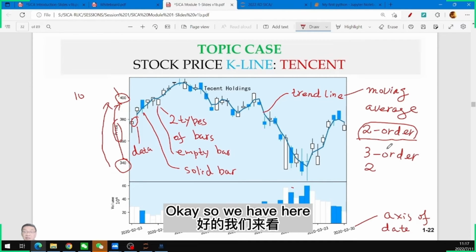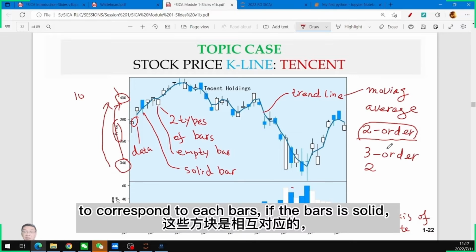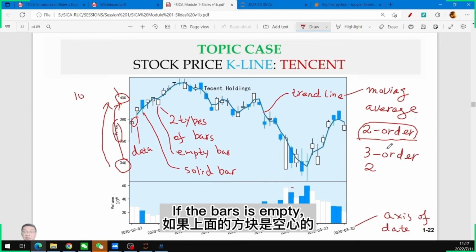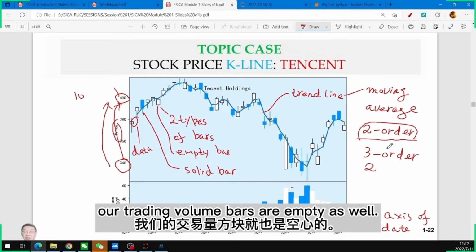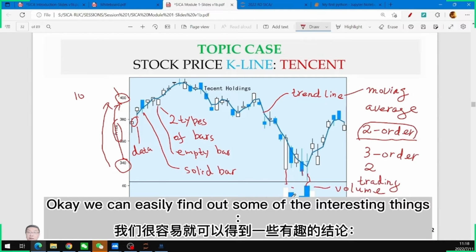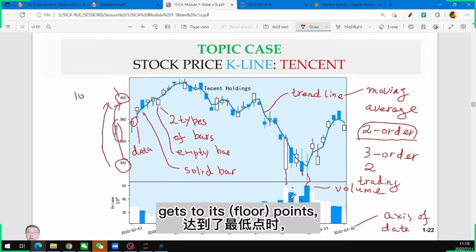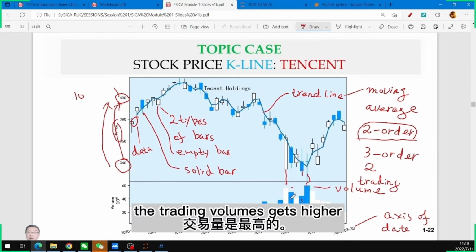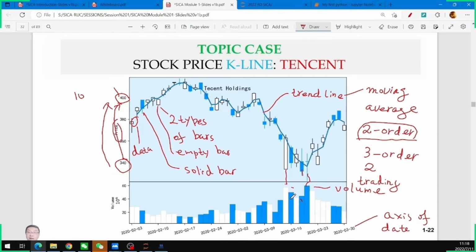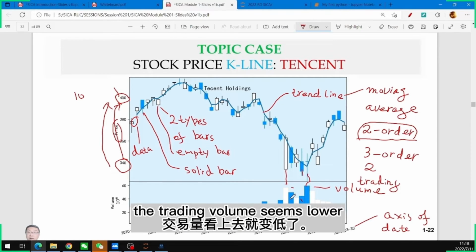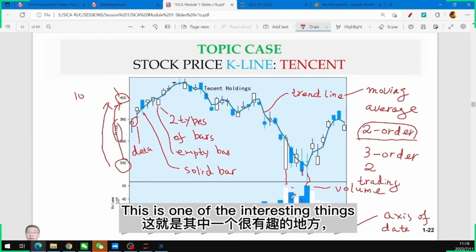We have these corresponding to each bar. If the bar is solid, then our trading volume bar is solid as well. If the bar is empty, our trading volume bar is empty as well. We can easily find some interesting things. When Tengxun stock price gets to its ceiling points, the trading volume gets lower. When the Tengxun stock price gets to its bottom points, the trading volume seems higher, right? This is one of the interesting things.